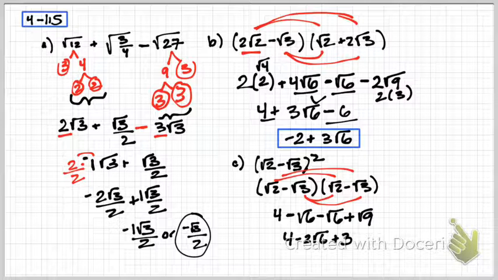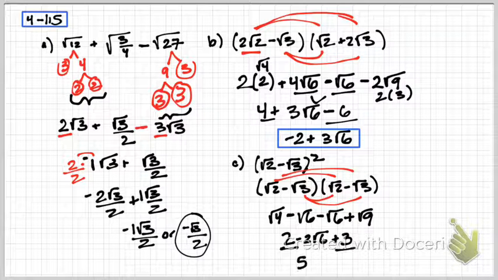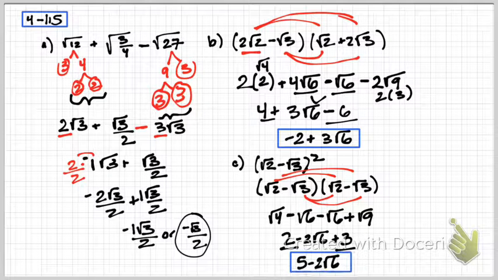Oh, and this is actually rad 2 times rad 2 is rad 4, so this is actually just rad 4, which is 2. I made that same mistake again. Alright, so 2, so now we combine 2 and 3, we get 5 minus 2 rad 6. There's your final answer.